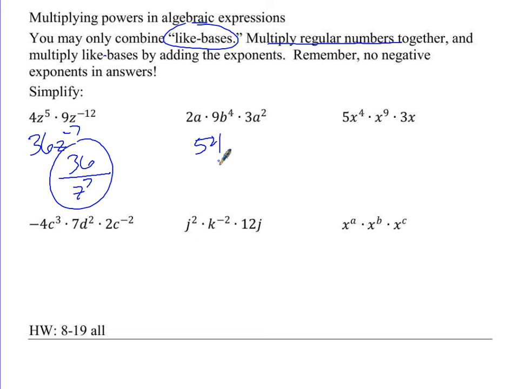Now, do we have like bases? Yes. A times a squared becomes a to the third, because that's an a to the first, actually. A little tricky there. So a times a squared is a to the third. B to the fourth has no like base to multiply with, so it just stays b to the fourth. Do we have any negative exponents to worry about? No, so that's the answer right there.